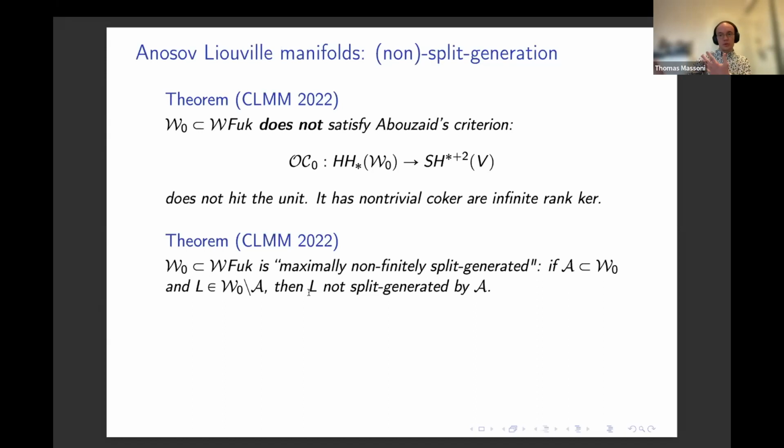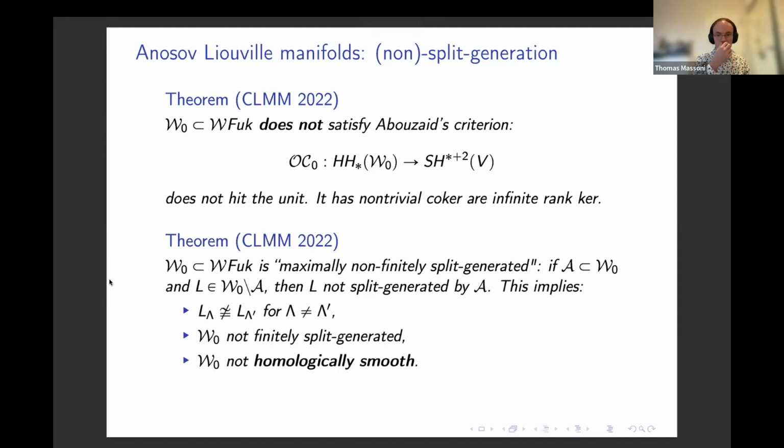So it's not possible to split generate an object from different objects. And this has a number of consequences. It implies that for two different simple closed orbits of the Anosov flow, the associated Lagrangian cylinders in the Fukaya category are non-isomorphic. So we do get a lot of non-isomorphic objects, which is nice. But this orbit category is not finitely split generated. And moreover, it's not homologically smooth.